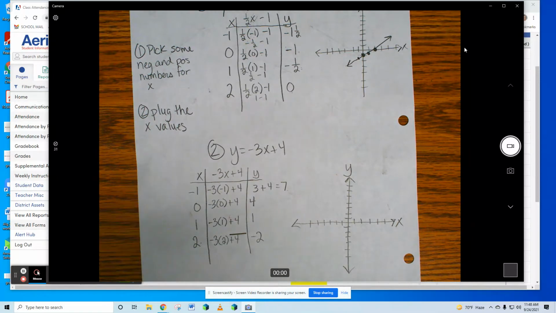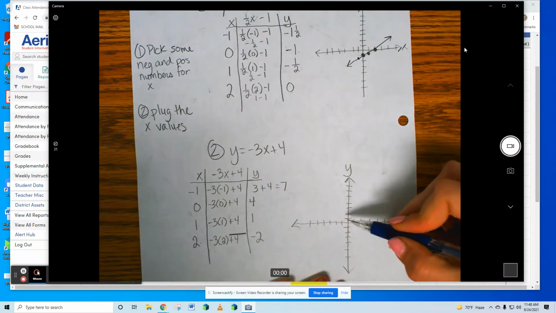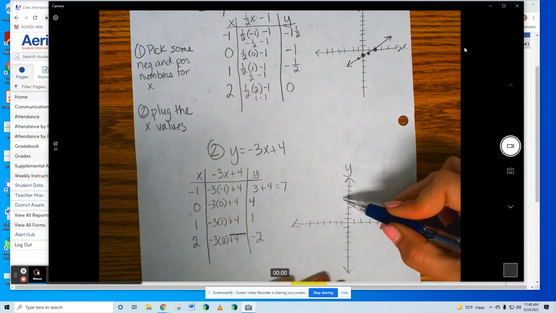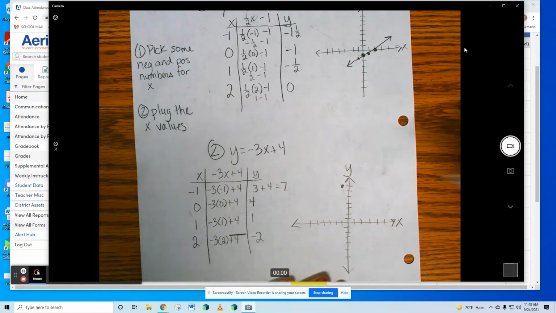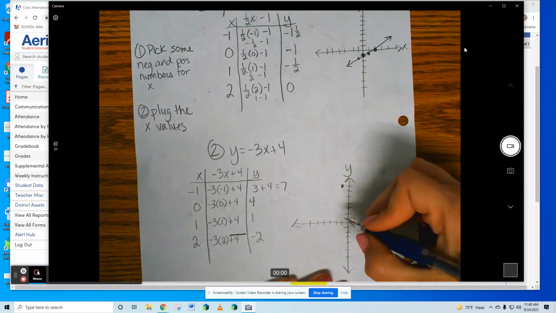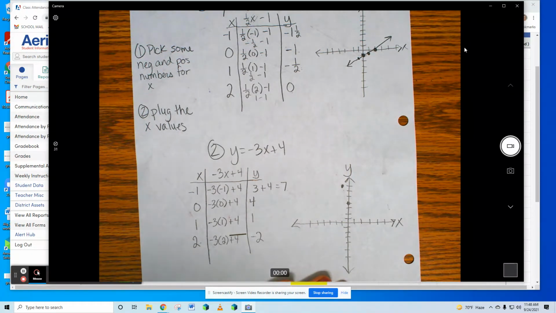So I'm going to go ahead and plot these points. First point, -1, comma, 7. One to the left, 7 up. Zero, comma, 4. That's my y-intercept. 0, comma, 4. 1, comma, 1.